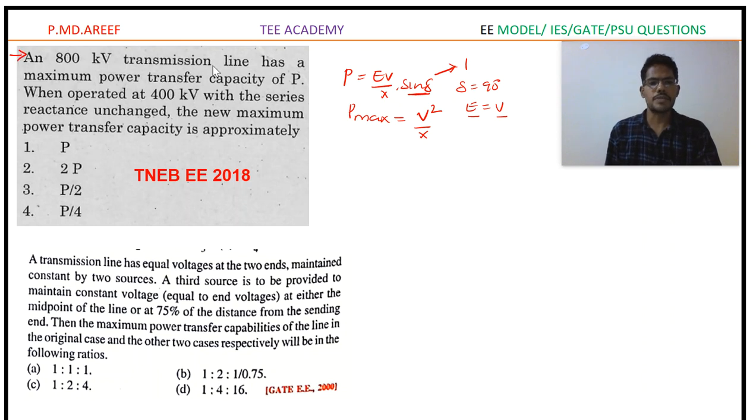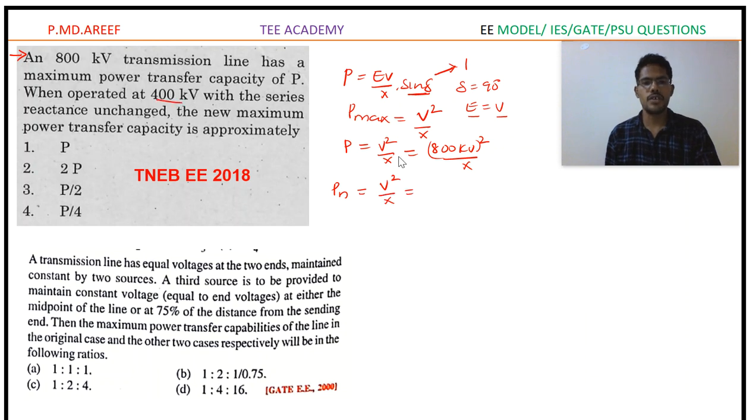An 800 kV transmission line has a maximum power transfer capacity of P. When operated at 400 kV with the series reactance unchanged, the new maximum power transfer capability is? So the maximum power transfer capability formula is P is equal to V square by X, which is operating at a voltage of how much? 800 kV whole square divided by X here. Now the new power handling capability is the same formula only, V square by X, but in the second case the voltage is 400 kV, so 400 kV whole square by X here.